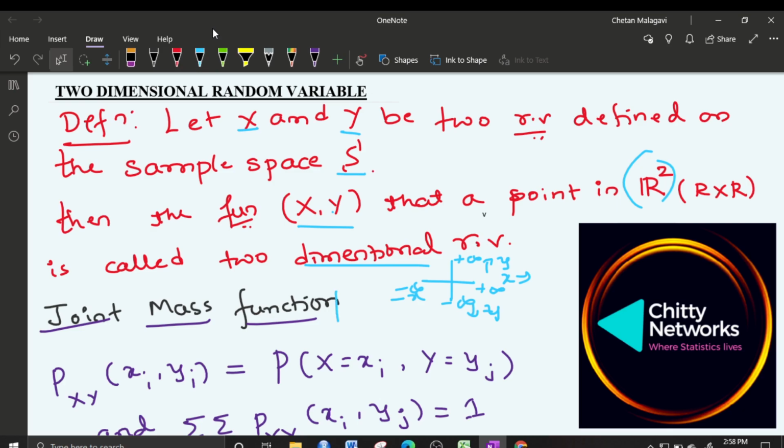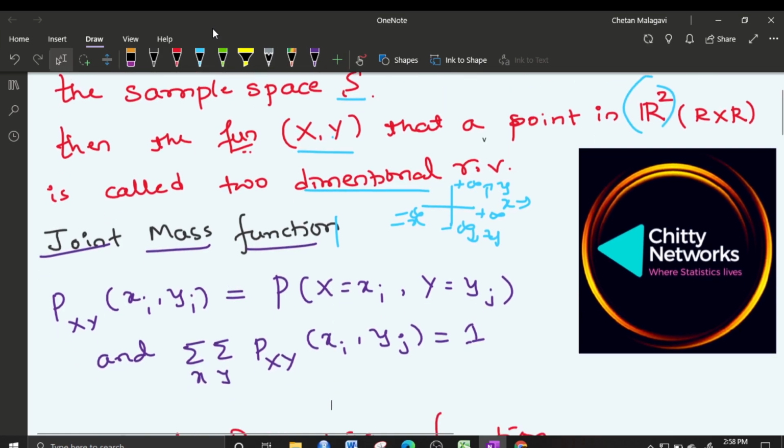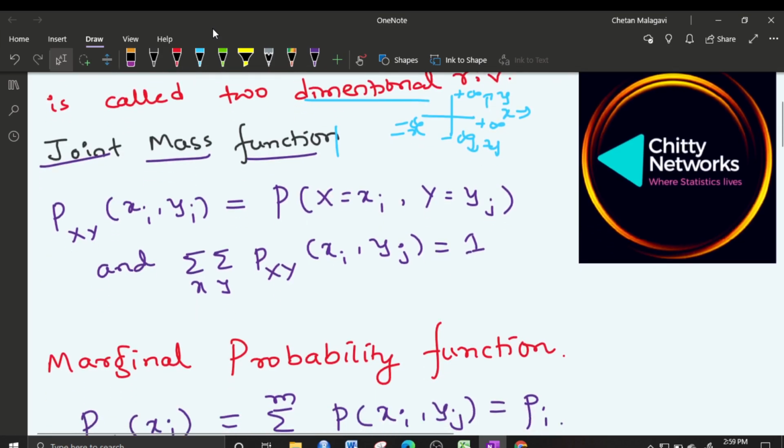And let us look at the joint mass function. That is given by p of (x, y), that is X takes the value xi and Y takes the value yi, provided that X equals xi, Y equals yi, and we know that the sum of the probability is 1. So that is the double summation of p(x, y) over the range of (X, Y), which is equal to 1.